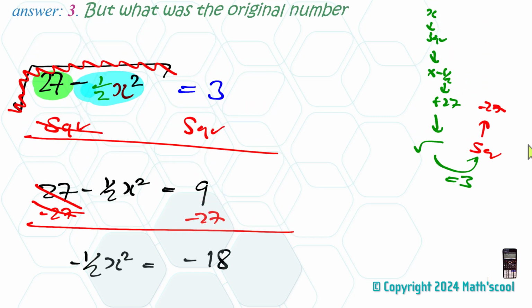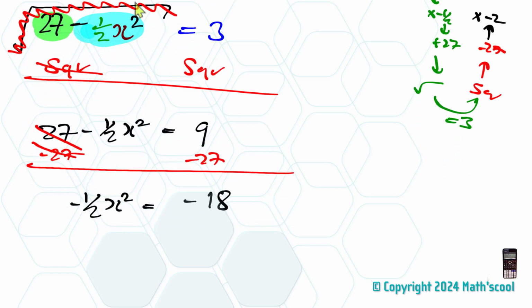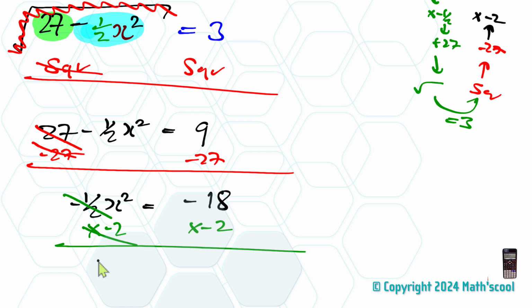Now my next step is going to be the opposite of divide by minus a half. You can say it's divide by minus half, or you can say it's times minus 2. I'm going to say it's times minus 2 because that just sounds nicer. So I'm going to times by minus 2 on both sides. That's going to give me x squared equals, the minus times the minus is going to be plus, and that's going to be 36.